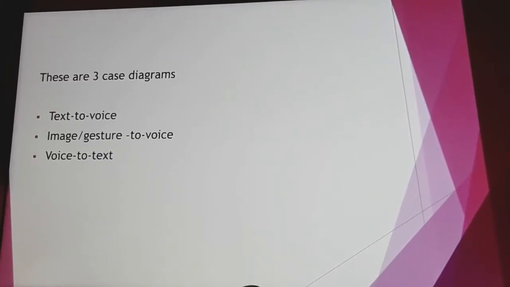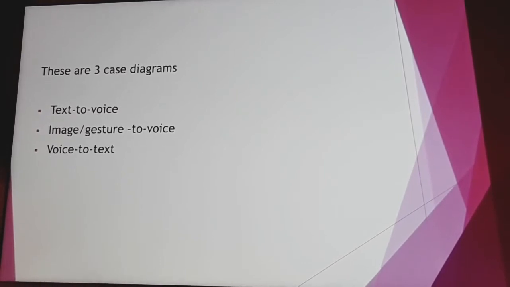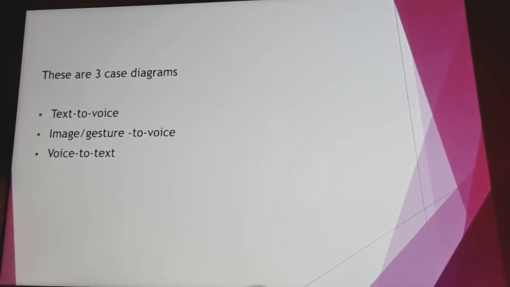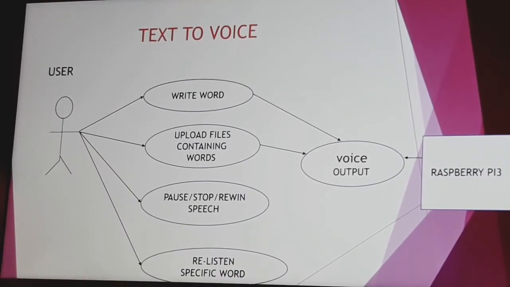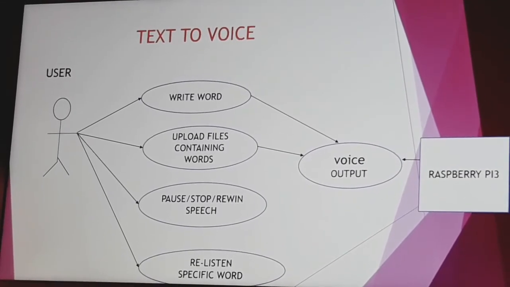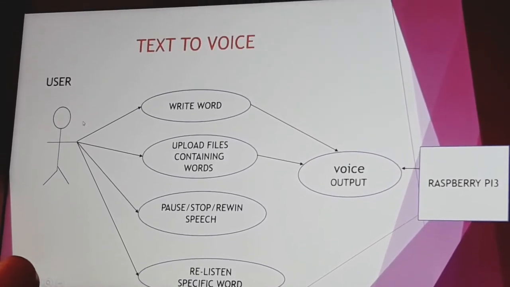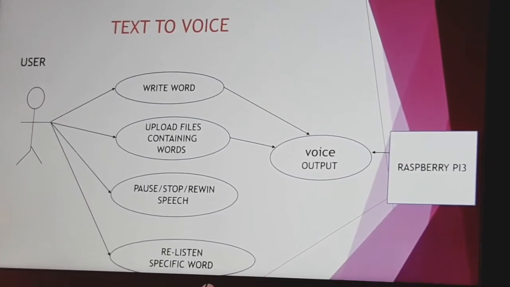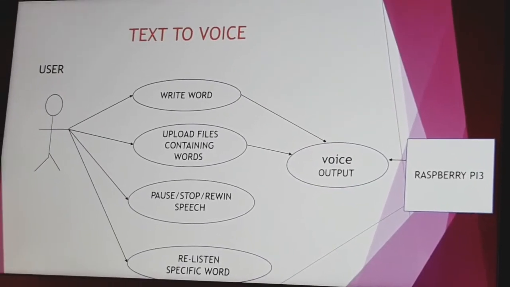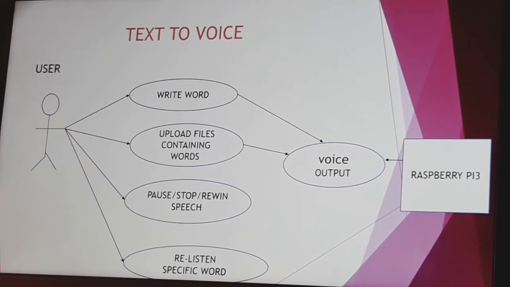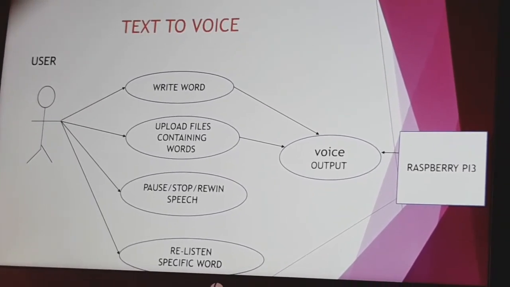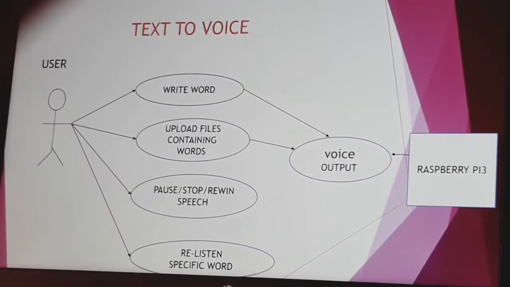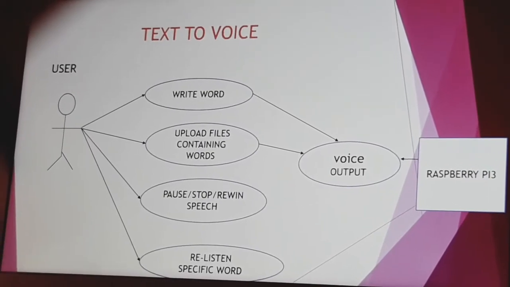Let us move on to the three use case diagrams. They include text to voice, image or gesture to voice, and voice to text. Let us discuss one by one. Text to voice shows that the user can write words in a file. He or she uploads a file that is given as input to the system. The system converts words into voice output, and the user can pause, stop, or rewind this voice, or even listen to the voice as shown in the figure.